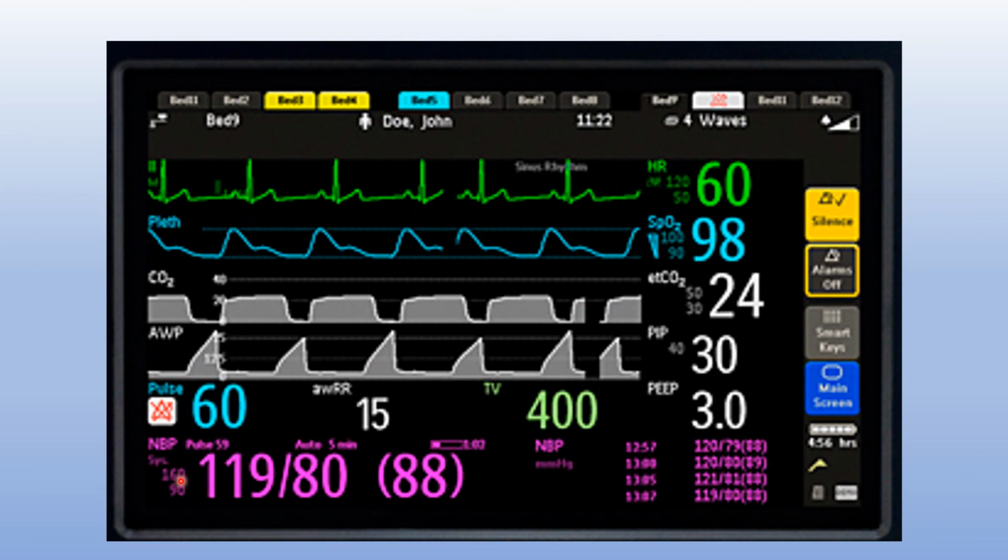At the bottom of the screen there is the blood pressure monitoring. It is automatic, so it measures every 5 minutes. This is the mean arterial blood pressure. This is the systolic and the diastolic.